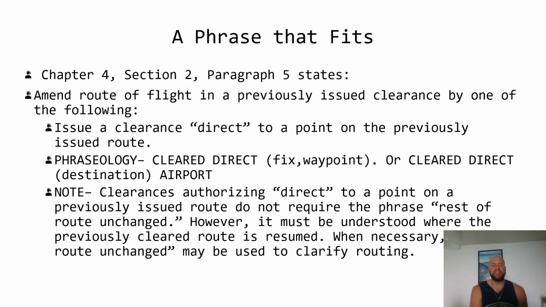Note, clearances authorizing direct to a point on a previously issued route do not require the phrase "rest of route unchanged." However, it must be understood where the previously cleared route is resumed. When necessary, "rest of route unchanged" may be used to clarify the routing.